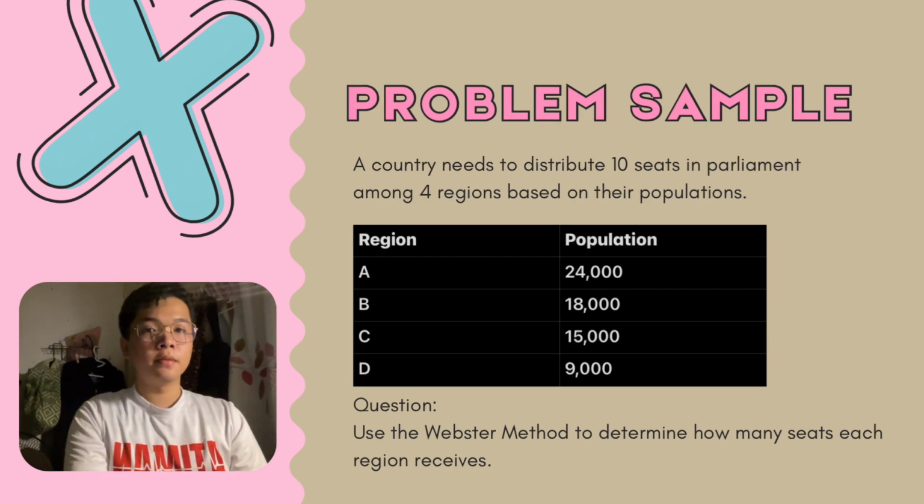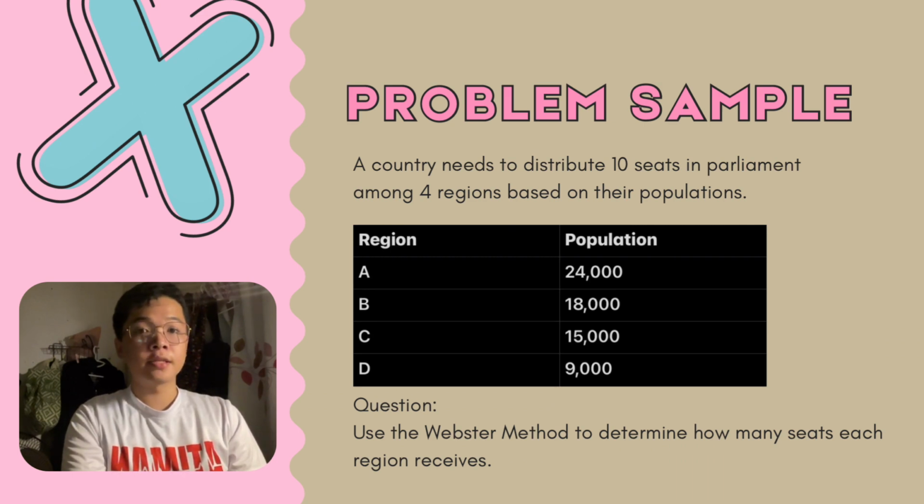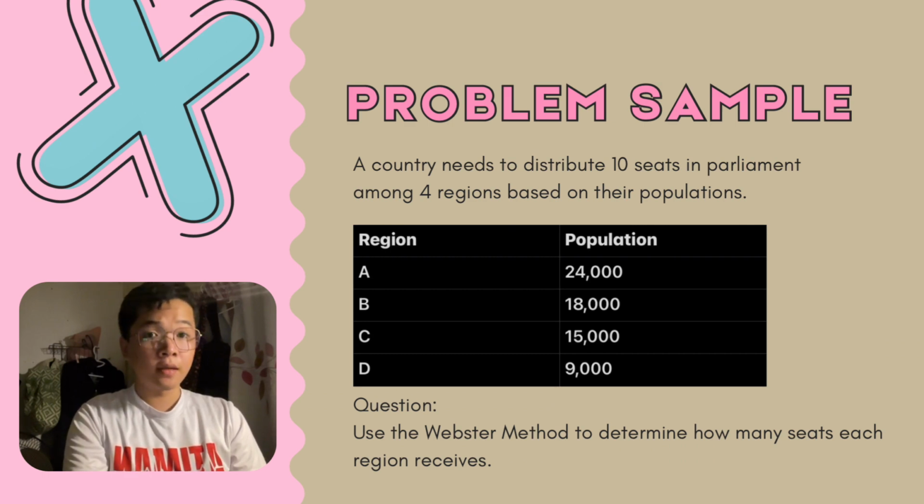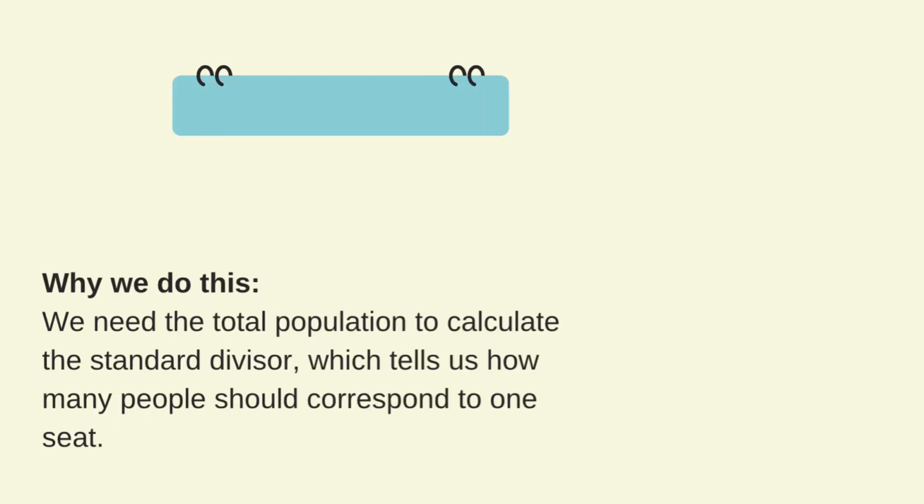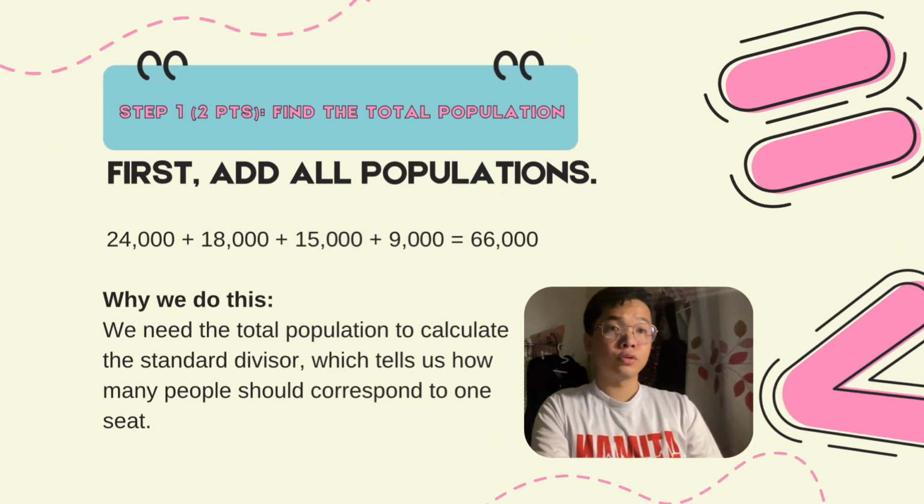So our sample problem is: a country needs to distribute 10 seats in parliament among 4 regions based on this population. So now there is a table, regions A, B, C, D, and their populations are: A is 24,000, B is 18,000, C is 15,000, and D is 9,000. So we will use the Webster method to determine how many seats each region receives. So let's proceed to the solution. We will go step by step on how to solve it.